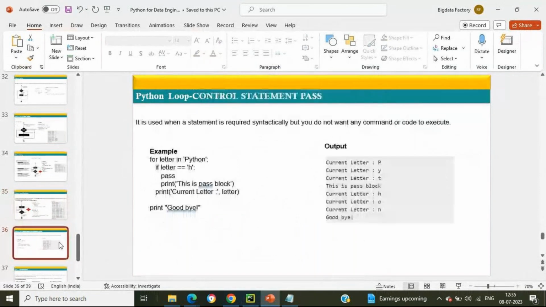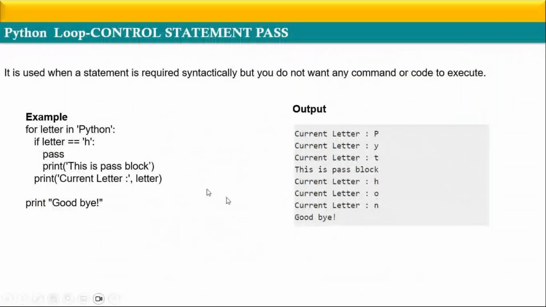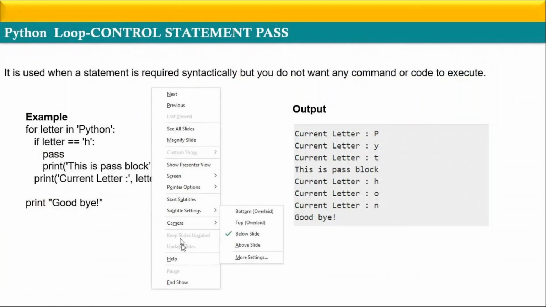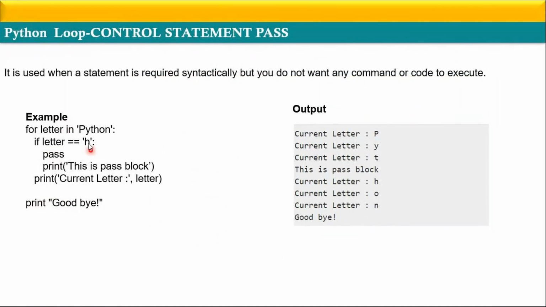Okay, so over here there are certain examples with respect to this looping control mechanism. Say this is the pass block, Python. We were checking the letters of Python, if letter equals h, then we are going to print. I have taken a print statement over here, this is the pass block. So it has printed the pass block and Python.